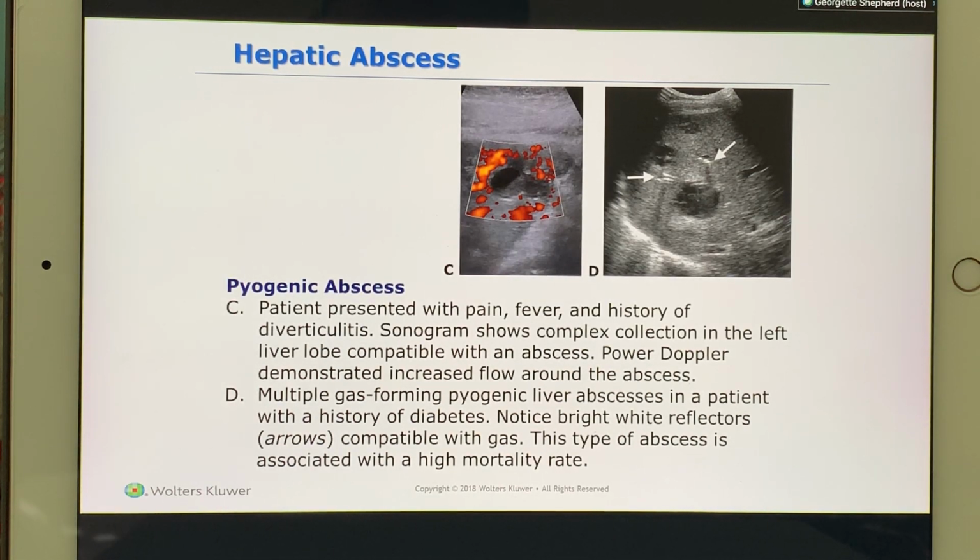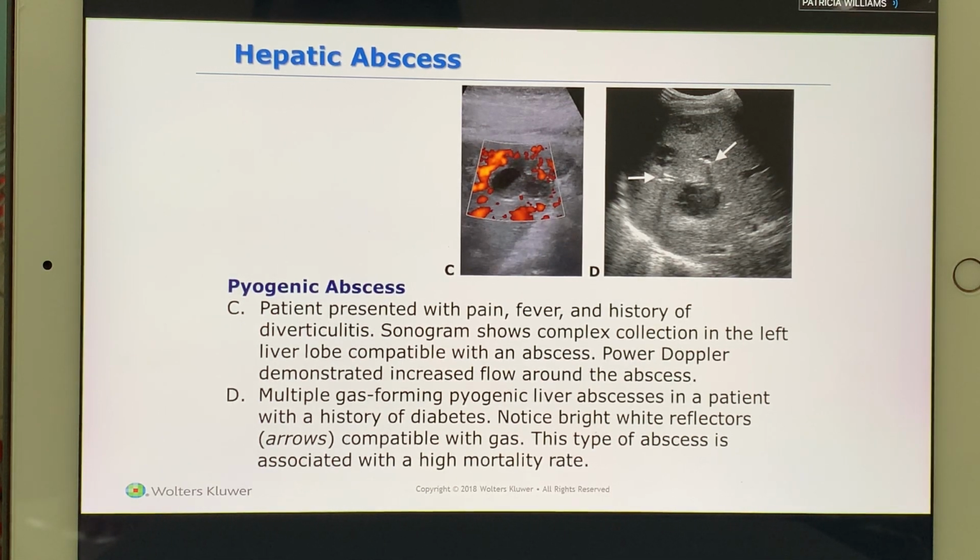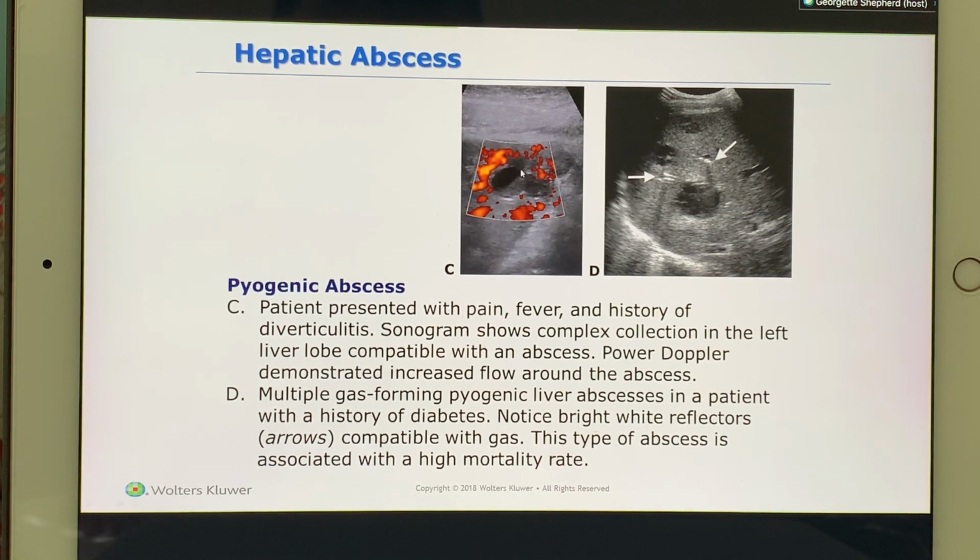Okay? A pyogenic abscess. We have a patient here with pain, fever, with a history of diverticulitis, and they found that you have massive blood flow through this abscess. It is heterogeneous. It is complex. You can see fluids layering.